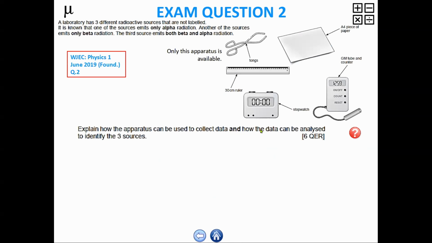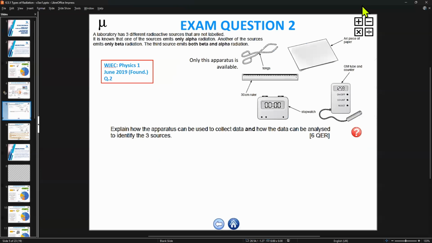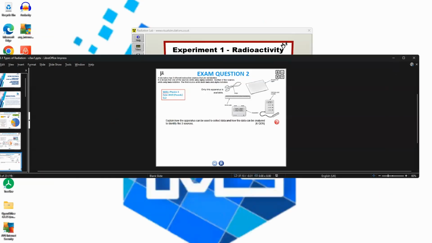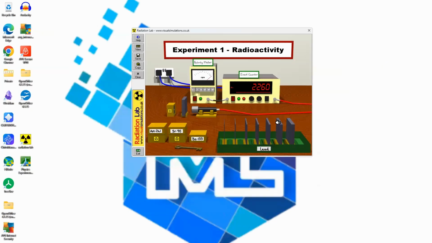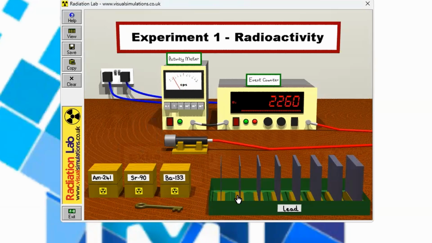So we're going to see a setup for this to help us answer this question. This is something called Radiation Lab. If you've watched the other video already, you'll already know about it. Radiation Lab is something you can search for on your favorite search engine, and it allows you to have a look at a range of different things.